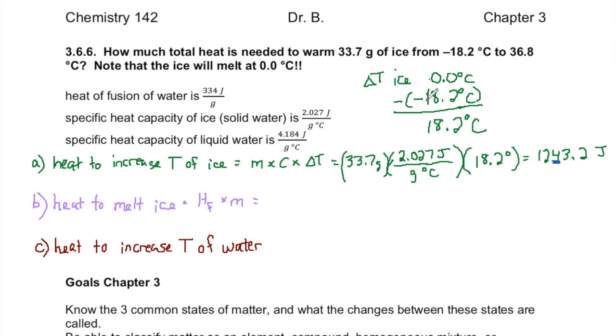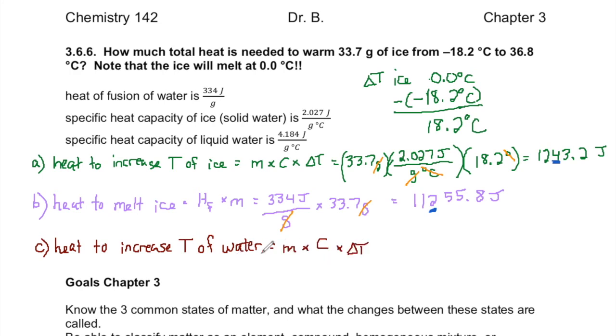Once the ice is at 0 degrees Celsius, we are going to melt it. It takes 334 joules per gram, and there are 33.7 grams. I haven't been canceling my units, so we'll go ahead and cancel grams. Here we cancel grams and we cancel degrees Celsius. So we have joules. Here we also have joules. 11,255.8 joules with 3 significant digits.